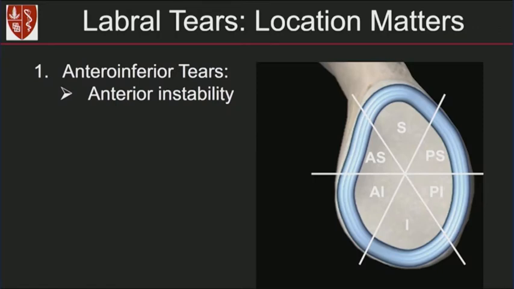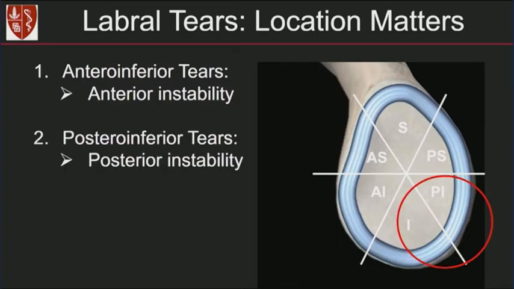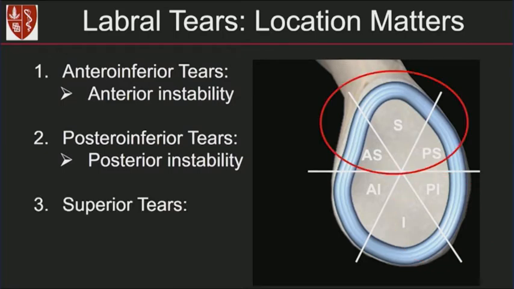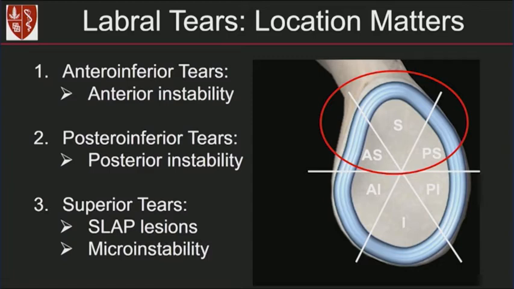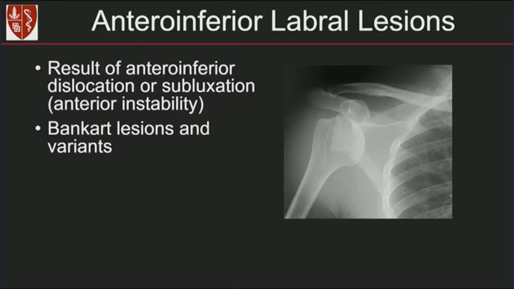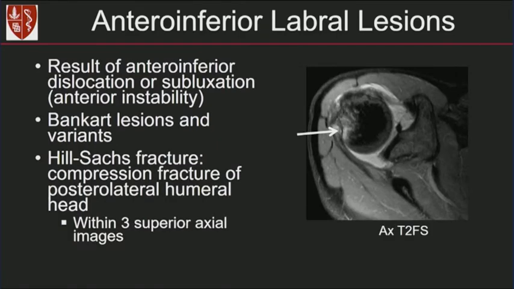Okay, so let's talk about labral tears separated into different locations. Antero-inferior labral tears are commonly associated with anterior instability. Postero-inferior tears are associated with posterior instability. And superior tears are associated with SLAP lesions and micro instability. Antero-inferior labral lesions are a result of antero-inferior dislocation or subluxation. And then we see our Bankart lesions and the variants. We also see a Hill-Sachs fracture, which is a compression fracture of the posterolateral humeral head.